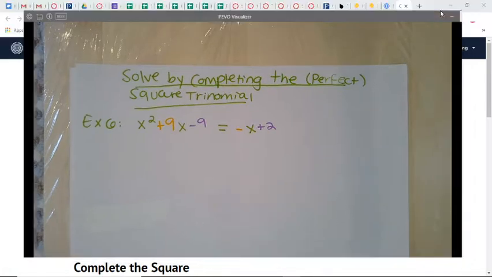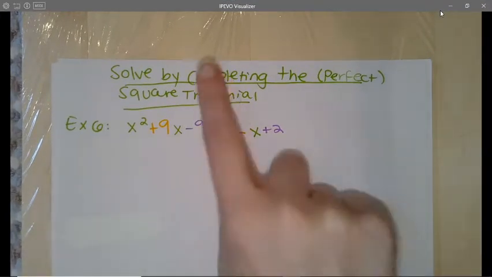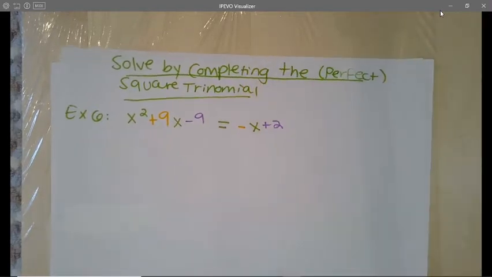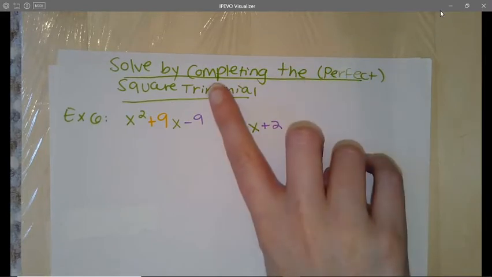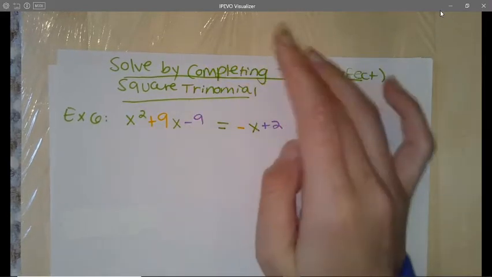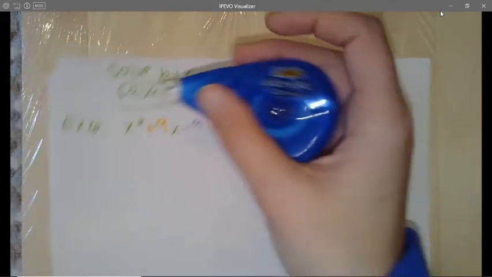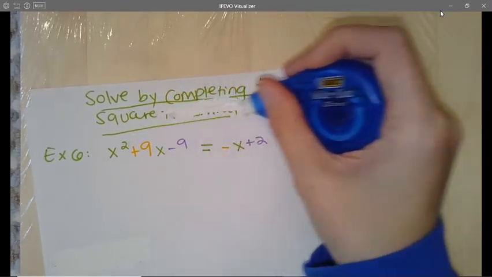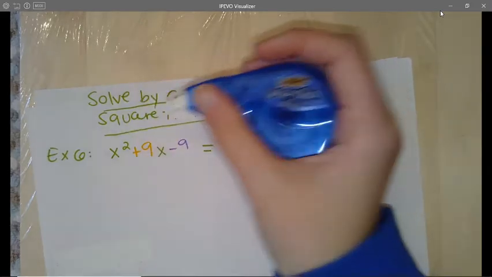Okay, good. So example 6, we're going to be solving by completing the perfect square trinomial. I like to call it solve by completing the perfect square. A lot of people just call it solve by completing the square. You don't technically need this trinomial part. I don't know why I put that in there. Sorry, guys, you don't really need this. It's not wrong to have it, but I didn't mean to put it there. Sorry about that, you guys.